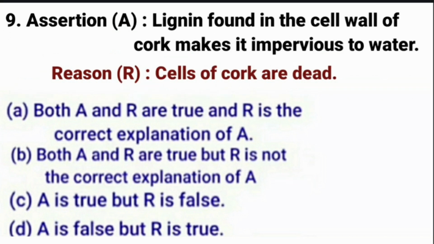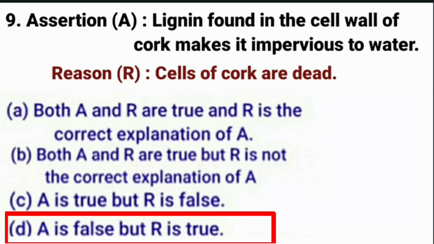Next question, assertion: lignin found in the cell wall of cork makes it impervious to water. Reason: cells of cork are dead. Here the assertion is false because suberin is present in cork cells. The statement of reason is true because cells of cork are dead. Assertion is false, reason is true. So the correct answer is option D. Assertion is false but reason is true.